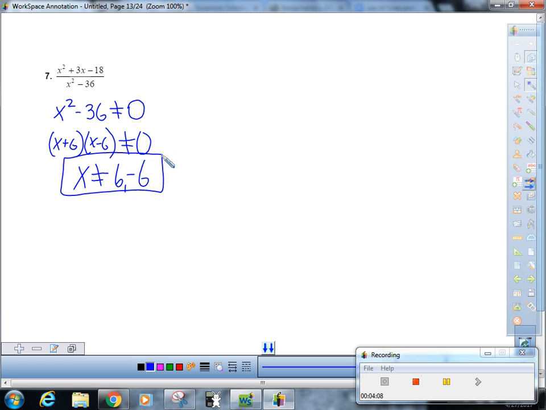Have our restrictions done. And hopefully you have enough room to do this on the worksheet. We tried to space them out enough. Use the margins and everything else that you need. Alright, so now let's rewrite the top. Two numbers that multiply to be negative 18 and add to be positive 3.